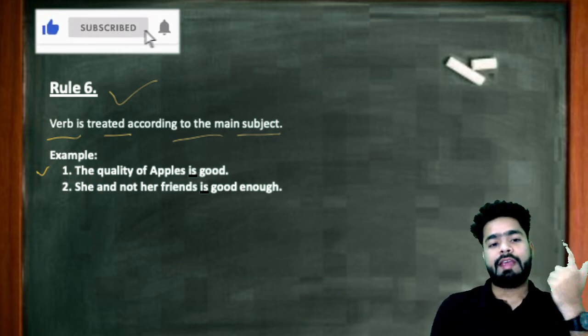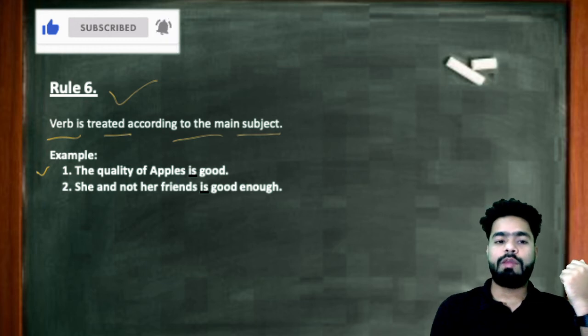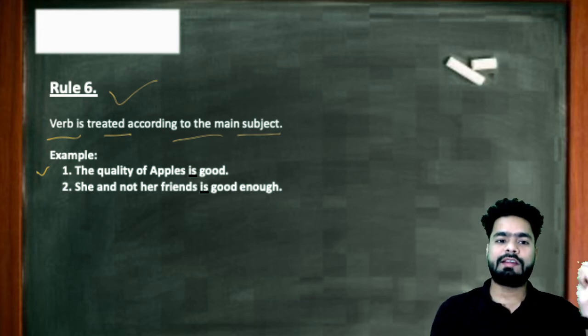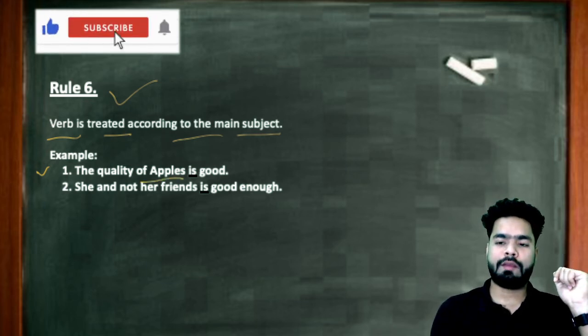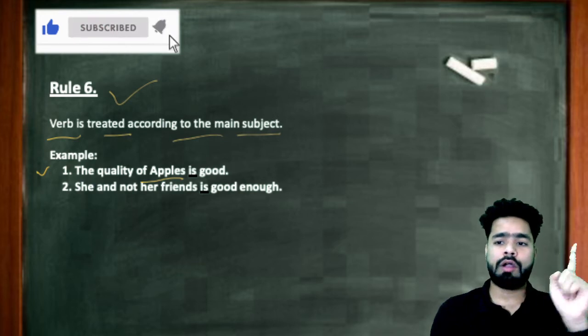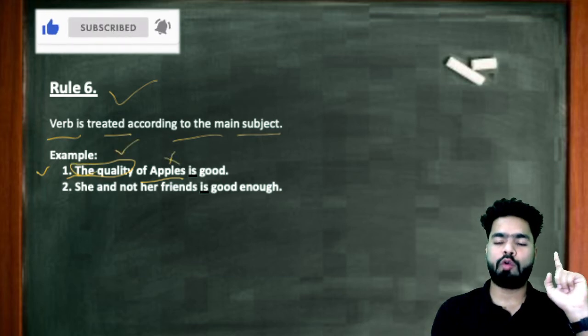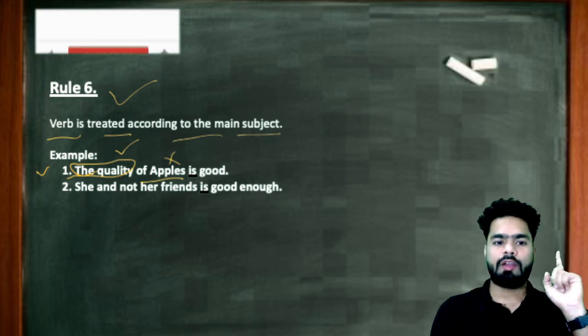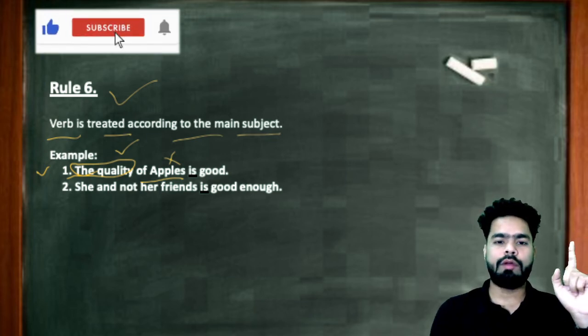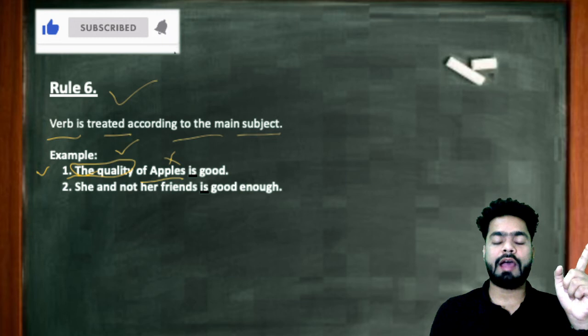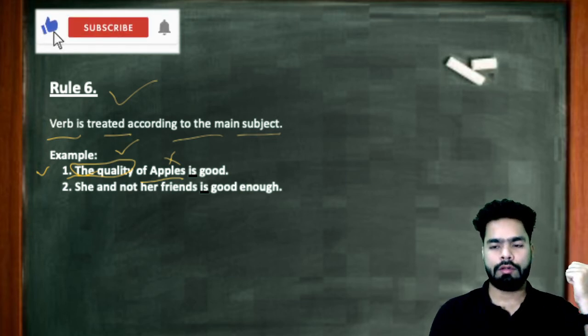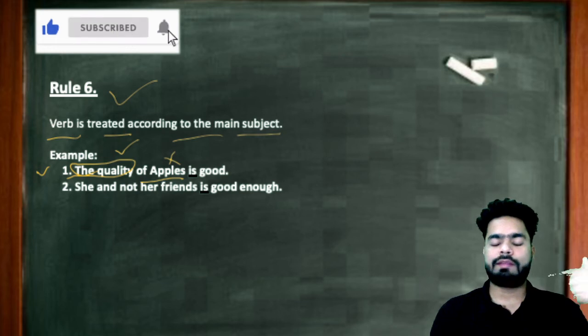The mistake we make in this kind of sentence is that we consider apples as our subject, but apples are not our subject. We are talking about the quality, not apples. We are talking about the quality of apples. And quality is an abstract noun. An abstract noun is considered uncountable, and uncountable is singular. So the quality is a singular noun.